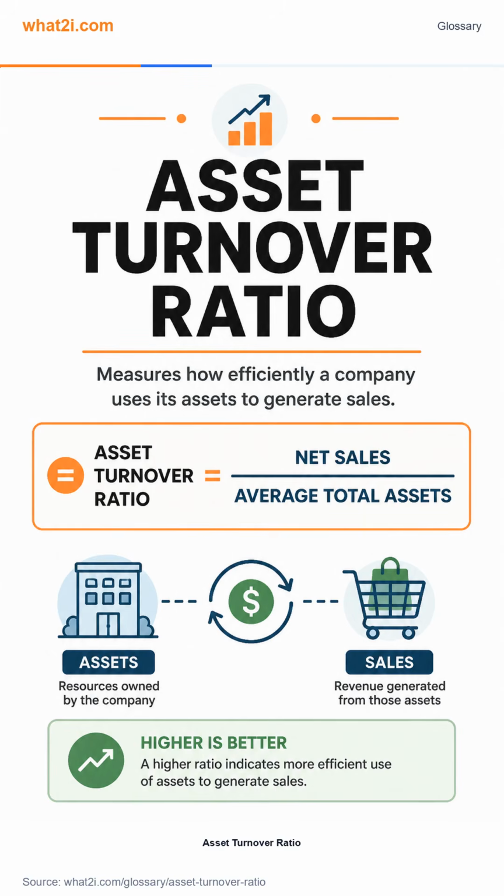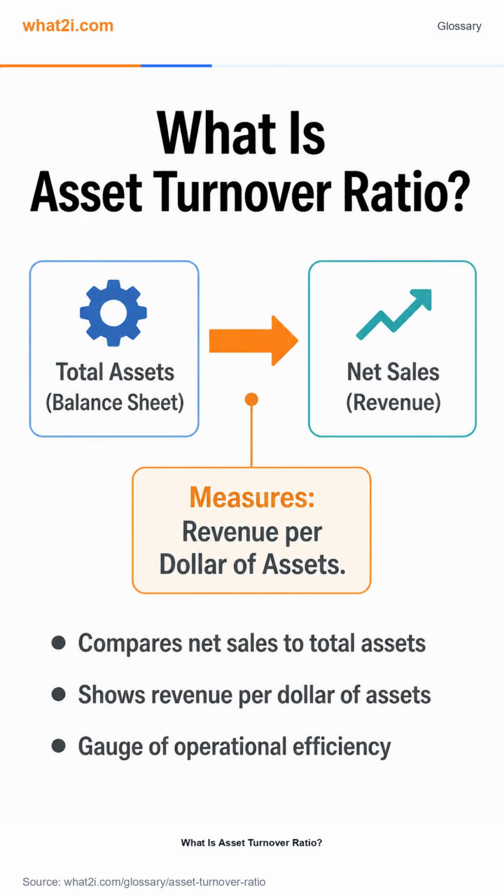Asset turnover ratio. The asset turnover ratio is a straightforward measure of how efficiently a company uses everything it owns to generate sales. It looks at how many dollars of revenue come from each dollar of assets, comparing net sales to total assets. This tells you whether management is smart and effective at turning investments into income.